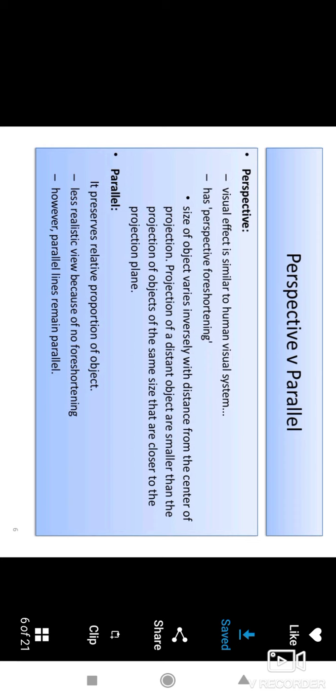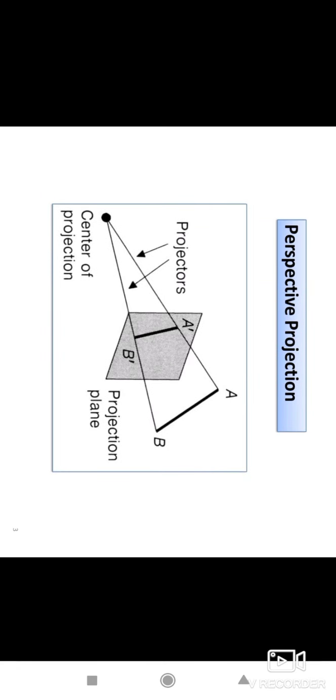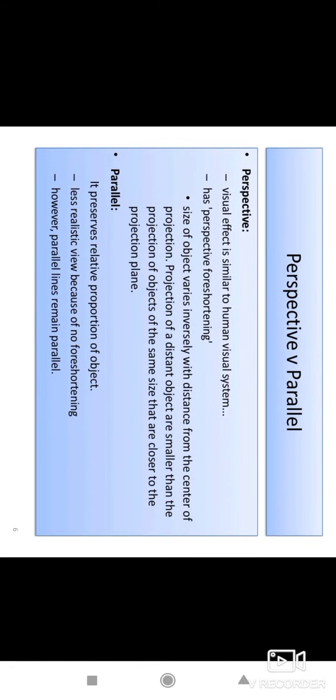The projection of a distant object is smaller than the projection of an object of the same size that is closer to the projection plane. As it comes closer to the projection point, or the center of projection, it seems to be smaller and smaller. Look at this. In parallel projection, AB is the actual object, and if AB comes towards the center of projection, the length will get reduced.